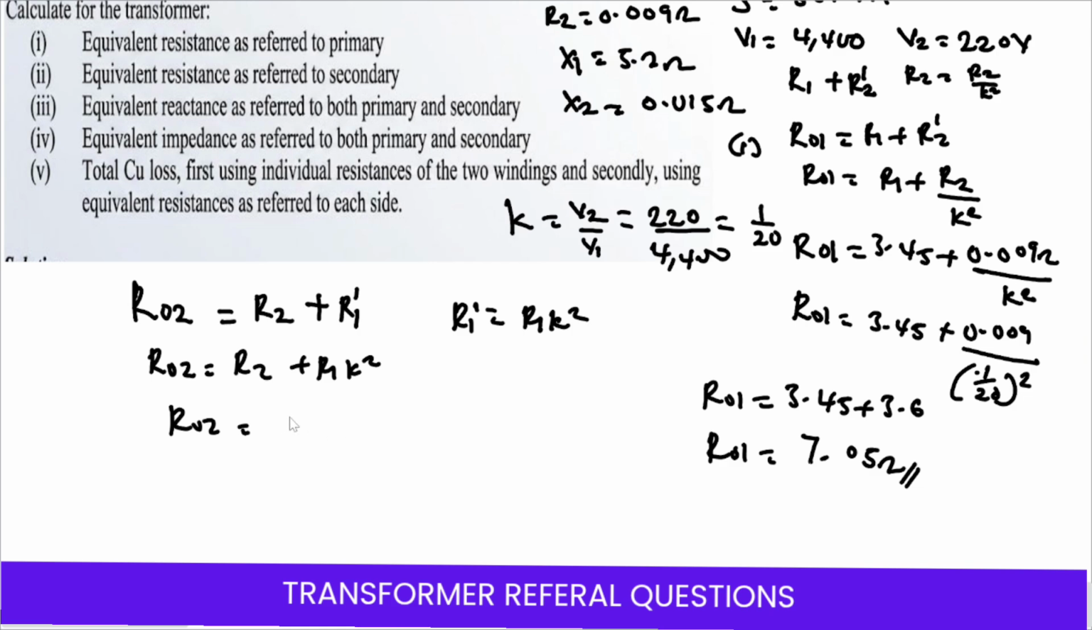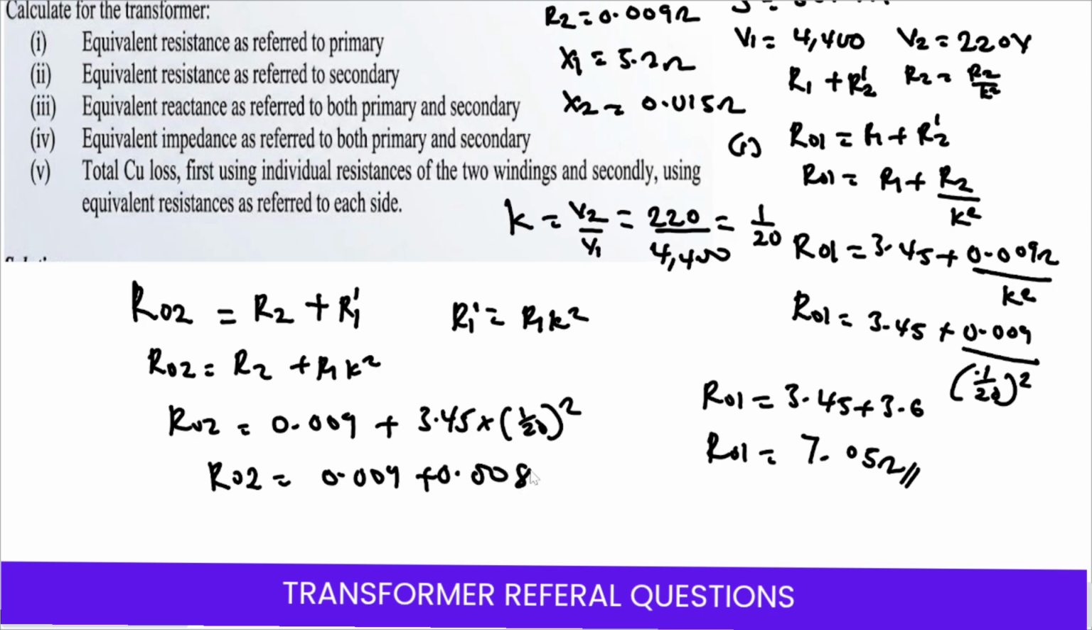Therefore, R02 will be equal to the value of R2, which is 0.009, plus R1, which is 3.45, times K squared. The value of K is 1 over 20 all squared. Then the value of R02 will be equal to 0.009 plus 0.0086, so the corresponding R02 will be equal to 0.0176 ohms. Don't forget to bring the units.